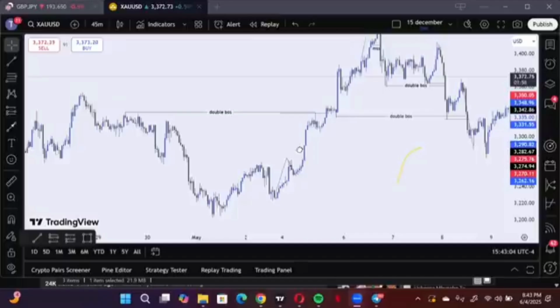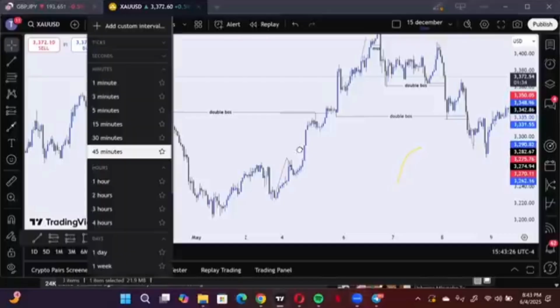After getting the structure part of the strategy, the next thing we look out for is the liquidity part of the strategy. There are different types of liquidity in the market, but the liquidity we pay attention to, immediately after we see our market structure shift or our double breakout structure, is our inducement liquidity.